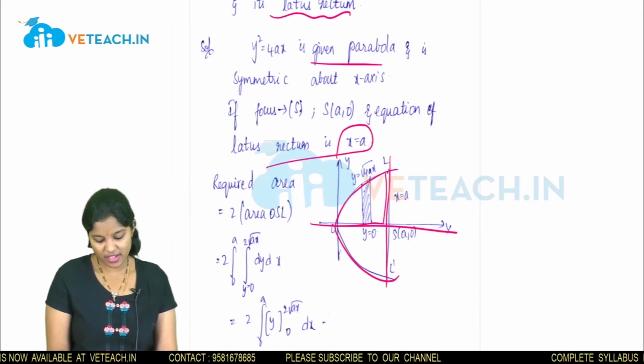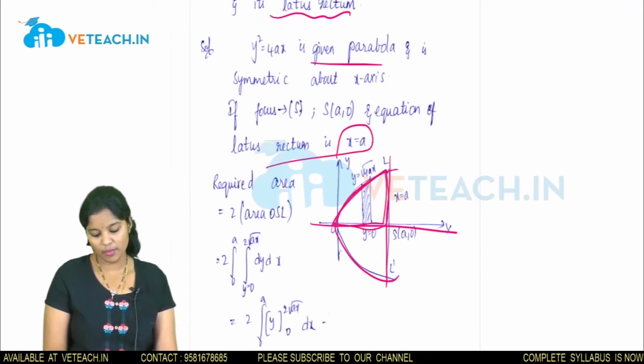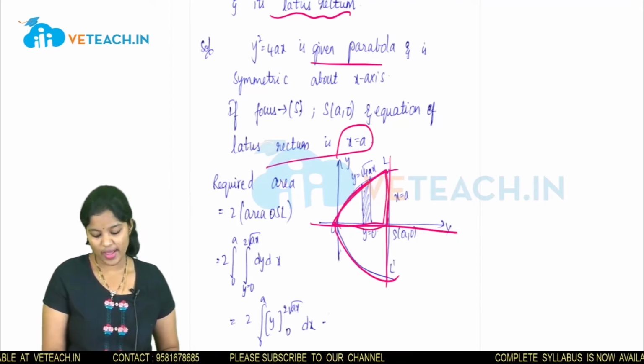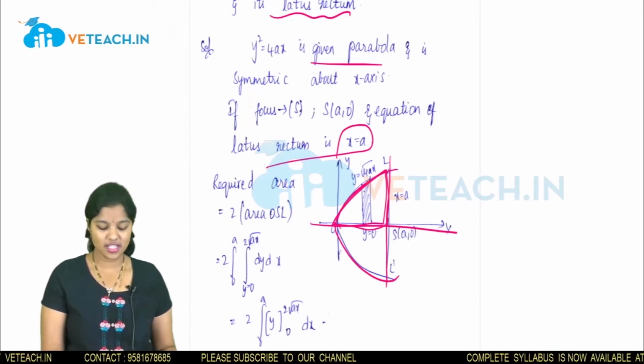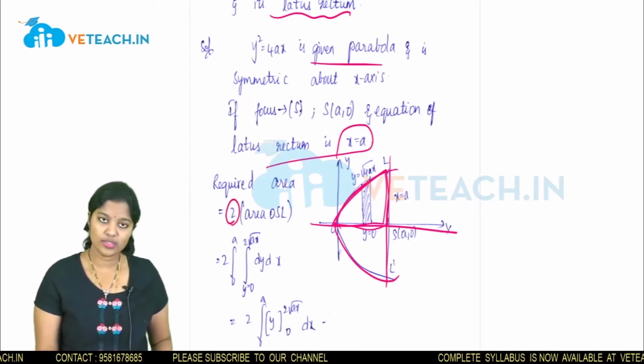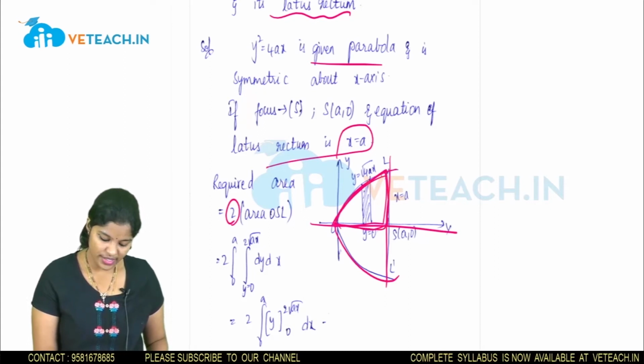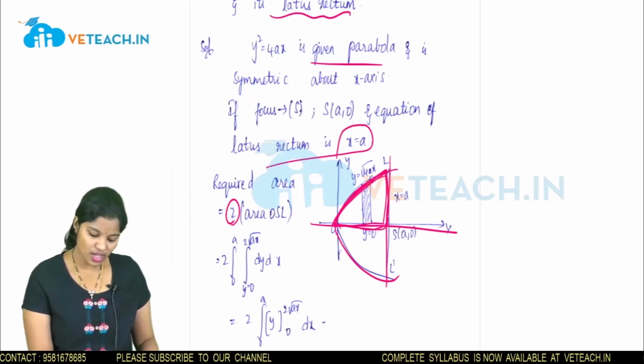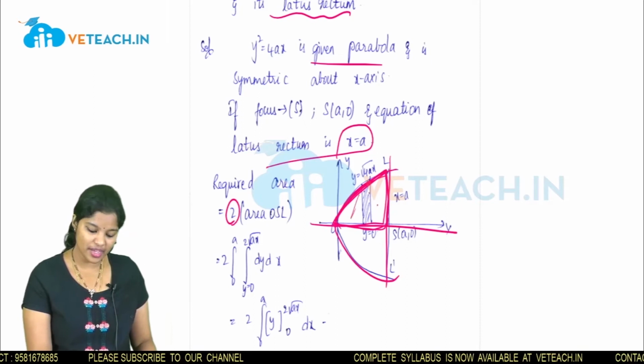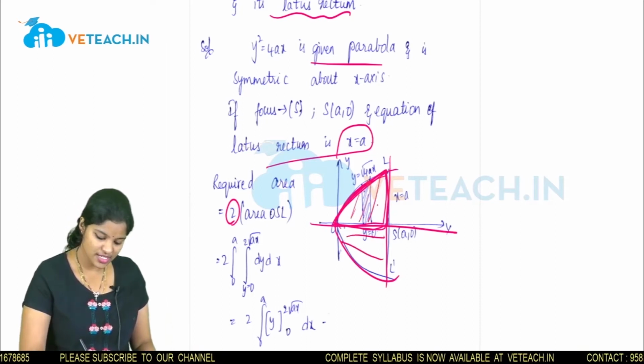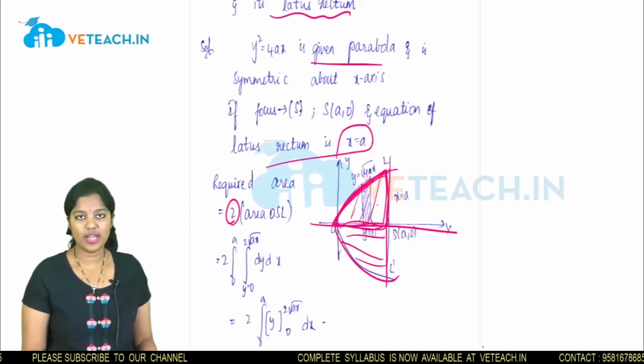As it is symmetric, if we find the area above the x-axis and double it, it is enough. So that is why I am taking 2 times this area, because both are symmetric. That means this has the same area as this area. So I am taking 2 times.